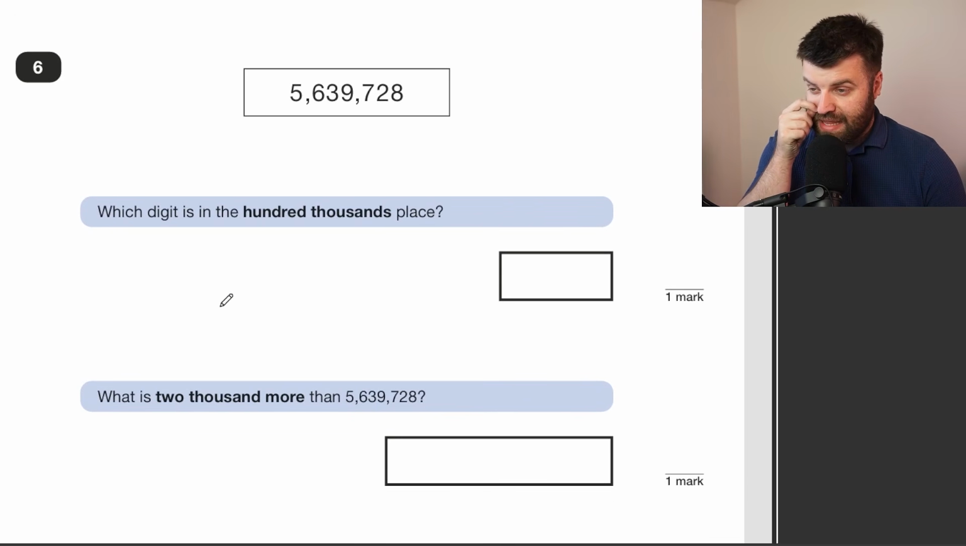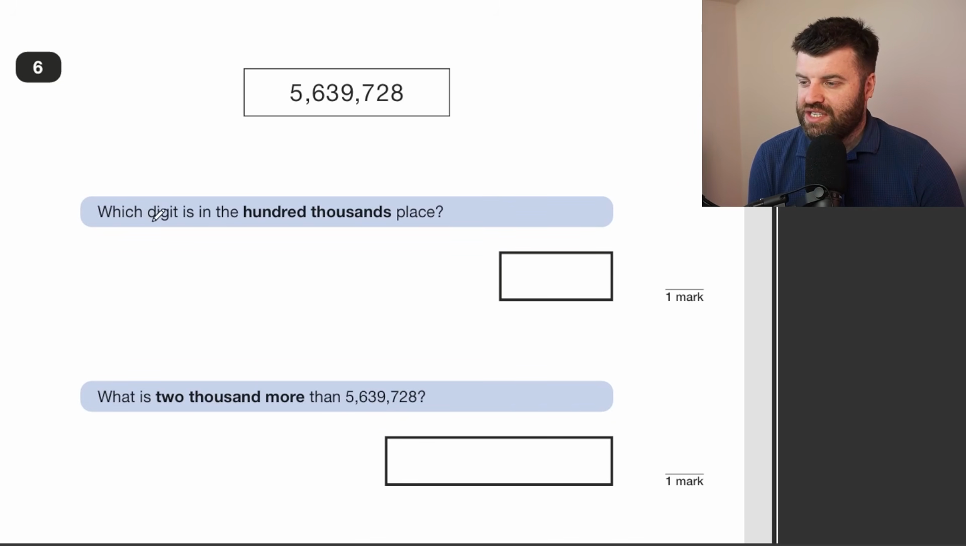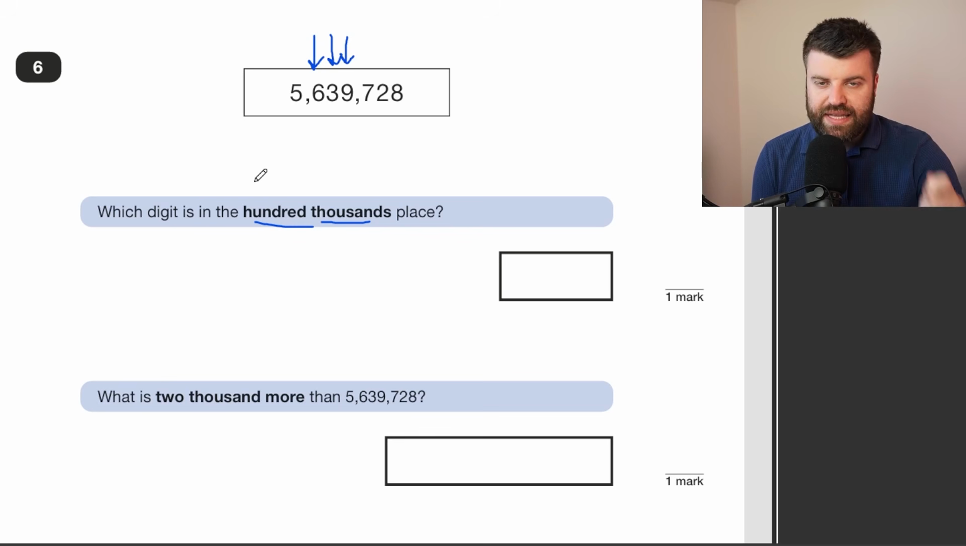Question 6, we have a number there, 5,639,728. Which digit, place value, is in the hundred thousands place? Well, 9 is in the thousands, so 3 is in the 10,000s. So the 100,000s is the 6. Read the question carefully. Which digit is in the 100,000s place? The digit is 6. Do not put 600,000.